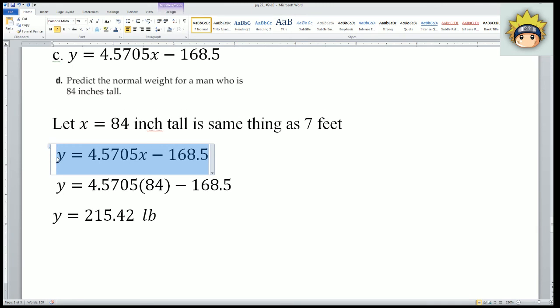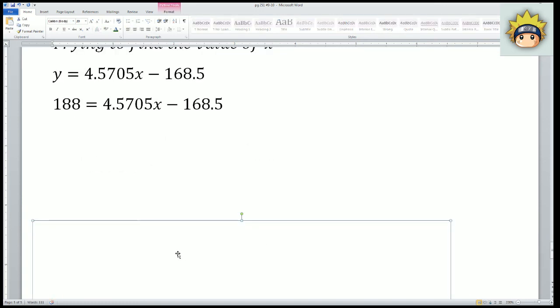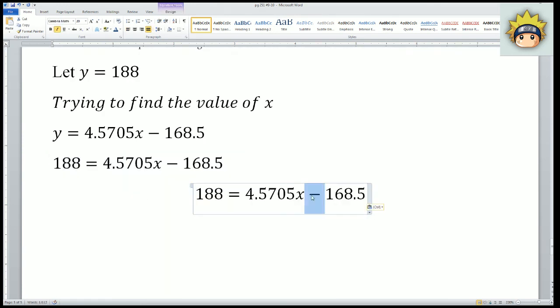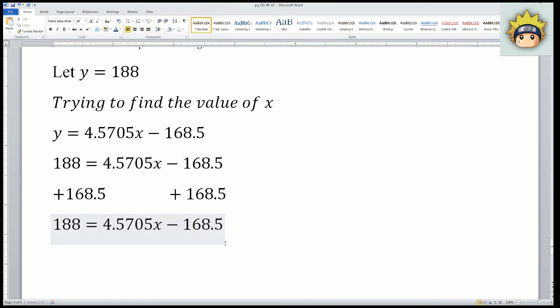To do that, let's grab my original equation and do exactly what it says. Make the substitution of y equals 188. That is my substitution. Now I am trying to solve for x. So I need to add 168.5 to both sides. Let me show you. 188 plus 168.5 should be 356.5. That's how it looks.